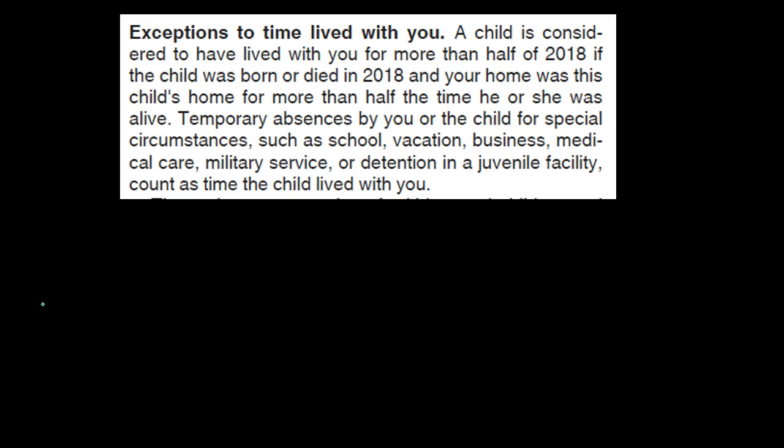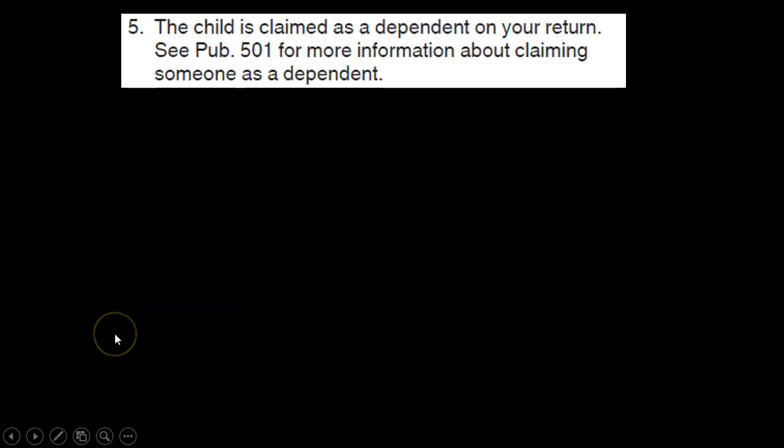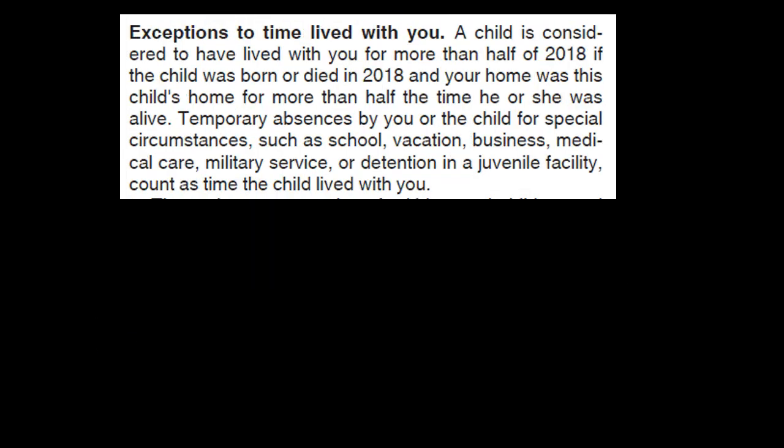So here are going to be the exceptions to the time lived with you. You'll recall we had that rule that they have to live with you for the majority of the year. Or specifically, if we jump back to Rule 4, the child lived with you for more than half the year, and 2018 being the taxable year we're talking about. So here are some of the exceptions. We'll go to the text here. Exception to the time lived with you. A child is considered to have lived with you for more than half of 2018 if the child was born or died in 2018. So of course, that's going to be the first exception.